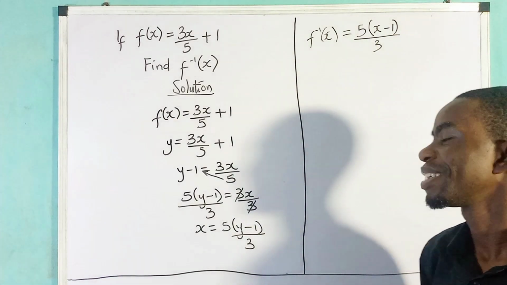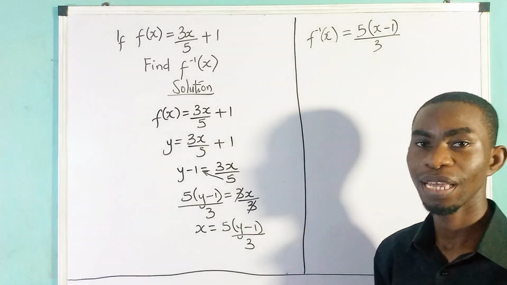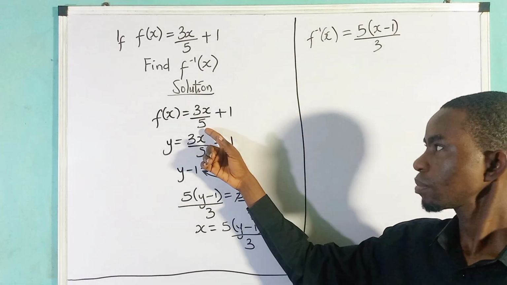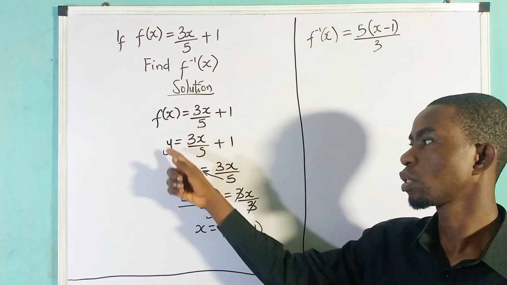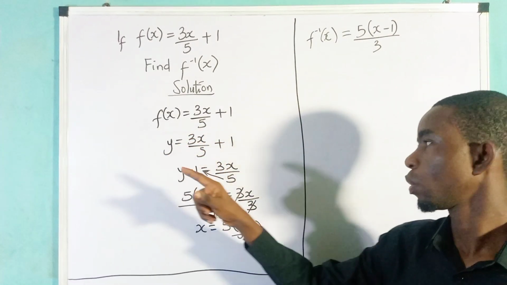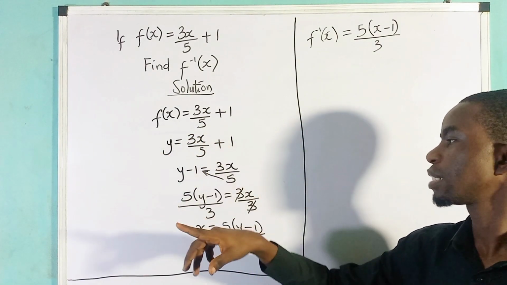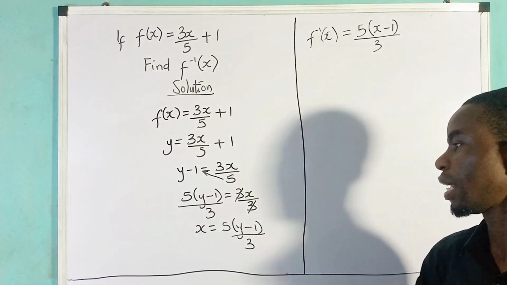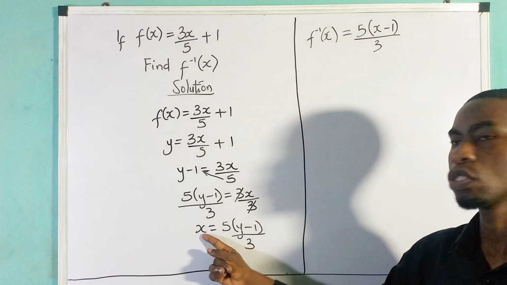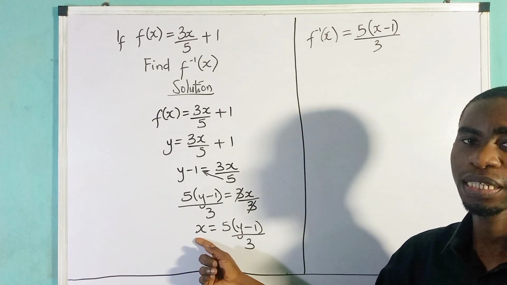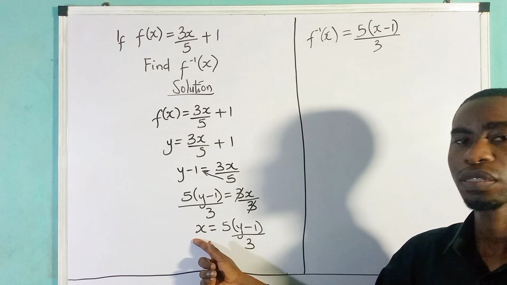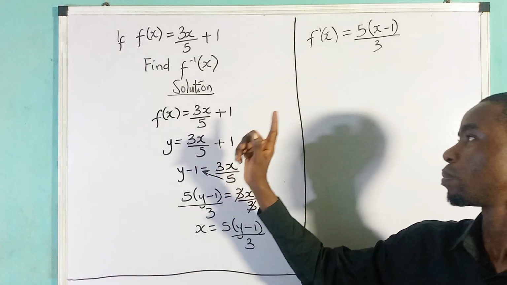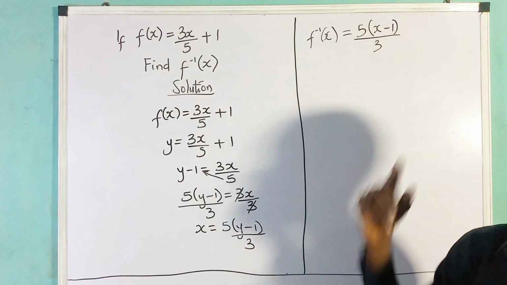Do you understand? So that's how we look for inverse of a function. The first step is to change f of x to y. All right, and then the next step is to make x the subject formula, and then lastly, when x is the subject formula, we'll change this x to f inverse of x. Y will become x. Okay, so that's what we do.